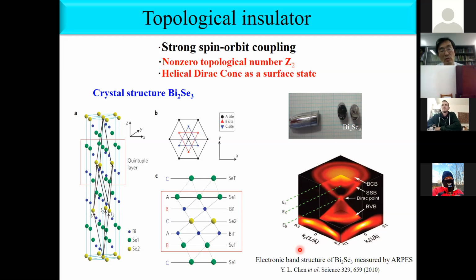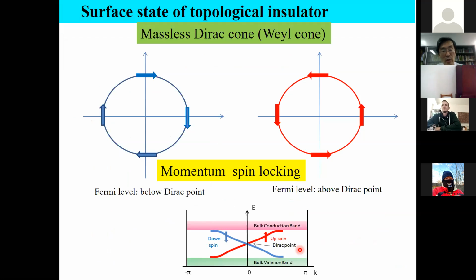And so there is a non-zero topological number defined from the wave function, and the helical Dirac cone as a surface state. What is a helical Dirac cone? A helical Dirac cone is like that. If we look above the Fermi level, for example, complete spin momentum locking occurs like that. On the other hand, below the Fermi level, the helicity is opposite.